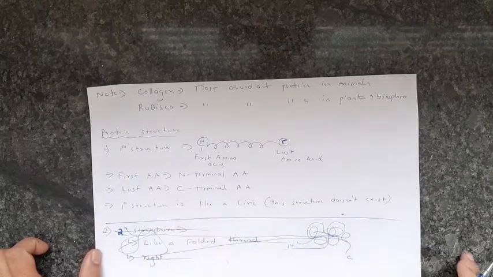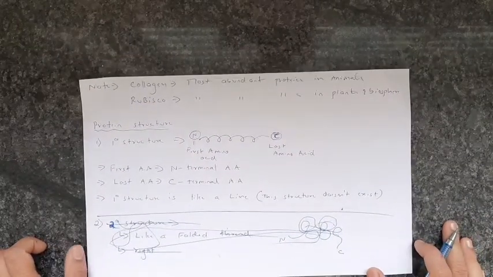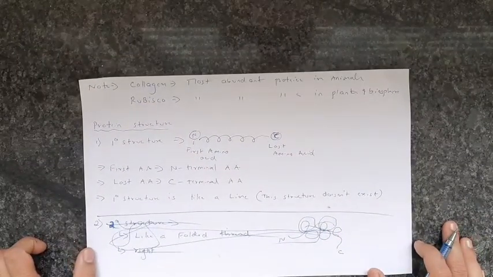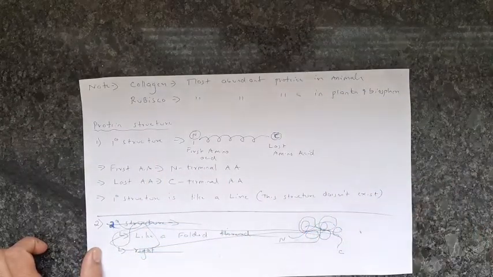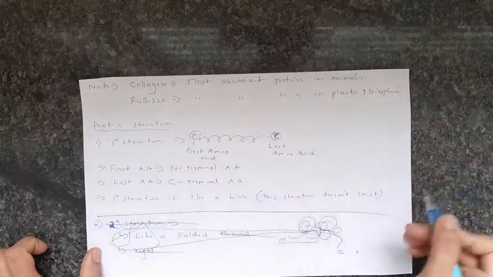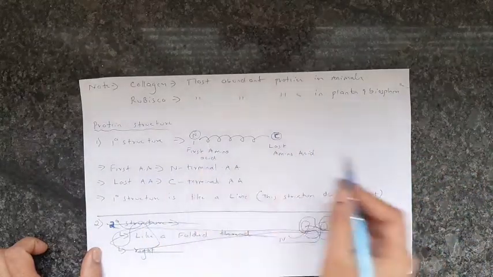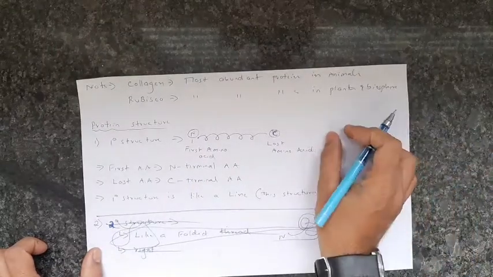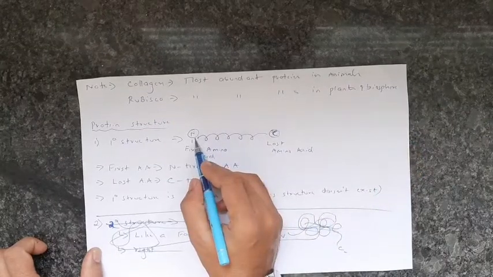Okay, protein structure. There are actually 4 structures in the protein: primary structure, secondary structure, tertiary and quaternary. Please note this point, very important. Primary structure doesn't exist actually, but still the scientists made one structure for the primary structure. Primary means it's like a long linear thread. It's nothing but a line-like structure. Okay, it has got 2 ends.